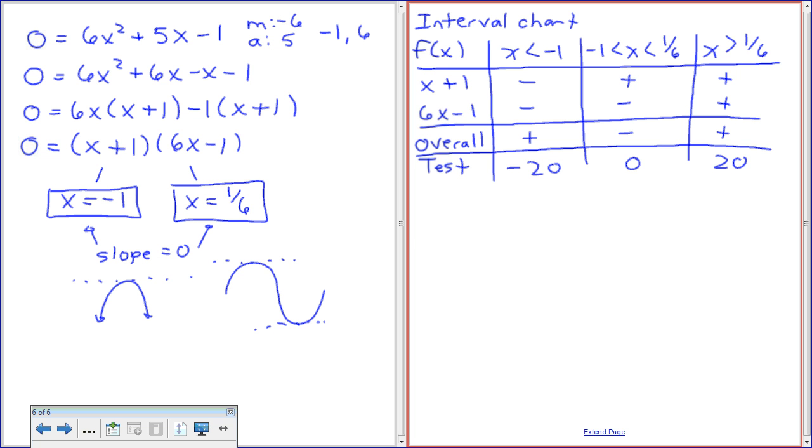I'm going to put on here now another chart for f prime of x.